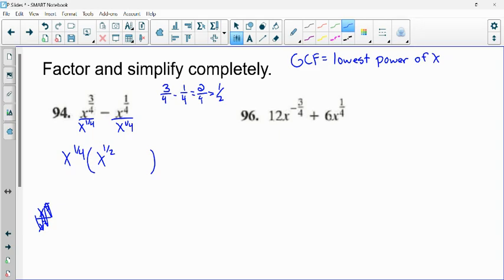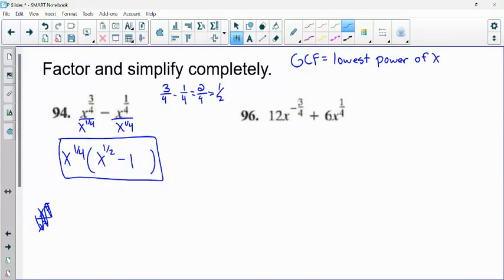And then what's x to the 1/4 over x to the 1/4? Just 1. And we are finished then. We do want to make sure our exponents are always positive, okay? But we do have positive exponents there.